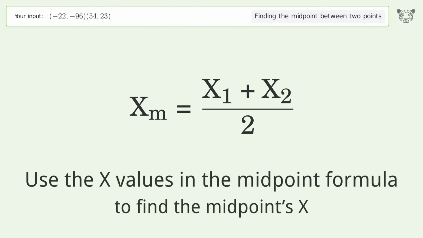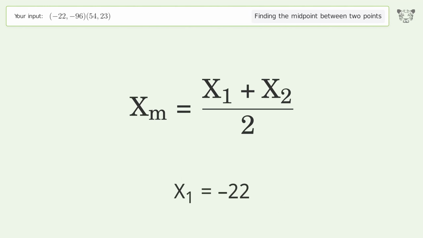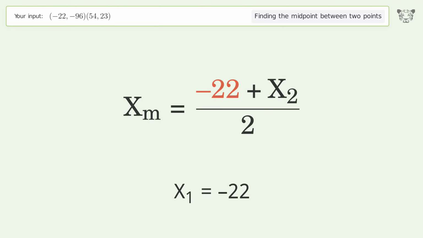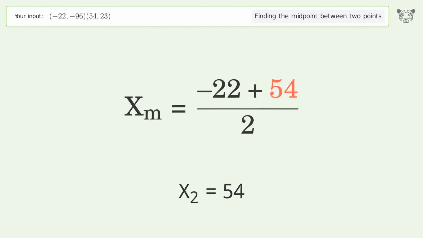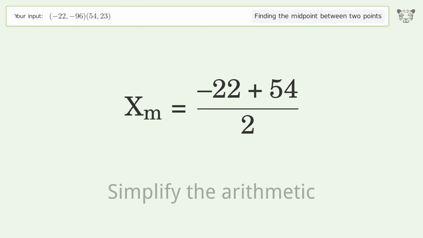Use the x values in the midpoint formula to find the midpoint's x. x1 equals -22. x2 equals 54. Simplify the arithmetic.